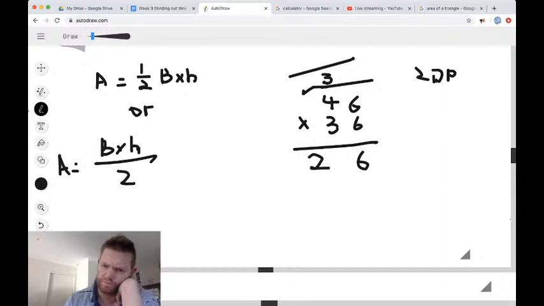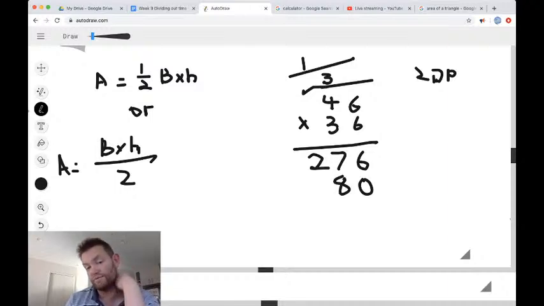Now because I've done my 6s, now I'm working with my 3, that's actually worth 30, so I have to start with a 0. Now, 3 times 6 is 18. So I carry that 1 up there and the 8 goes right here where it should be. Now, 3 times 4 is 12, plus 1 is 13.